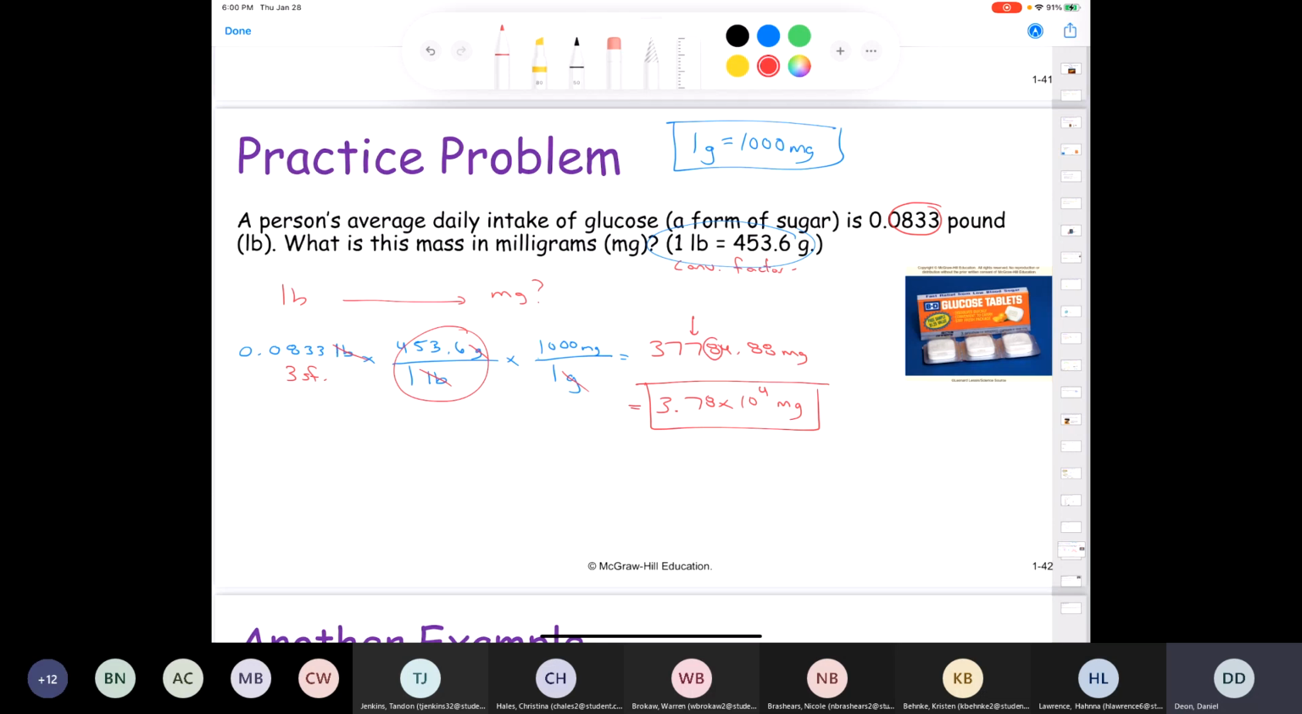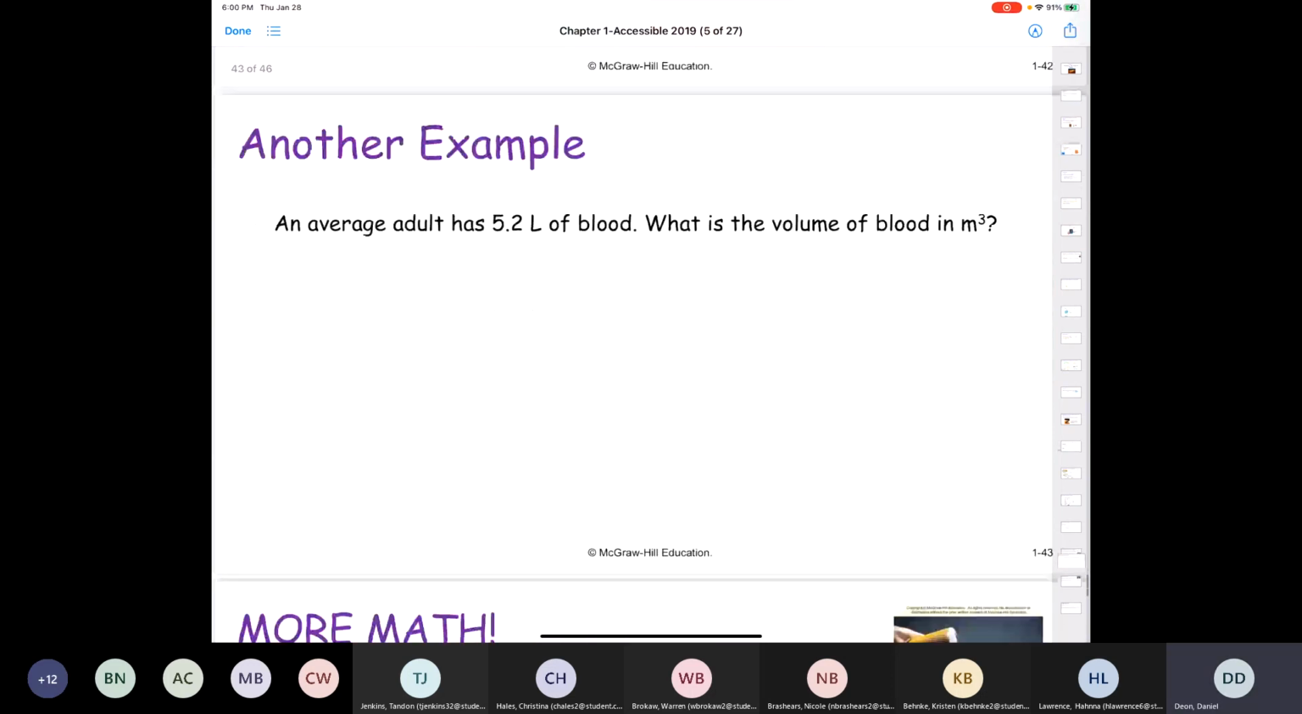All right? Somebody's asking me about cubing it. This question has nothing to do with cubing it. Usually when you cube something, most of the time in a dimensional analysis problem, it's when you're involving volume. So let's look at an example where we would have to cube something. Let's move on and try another problem.